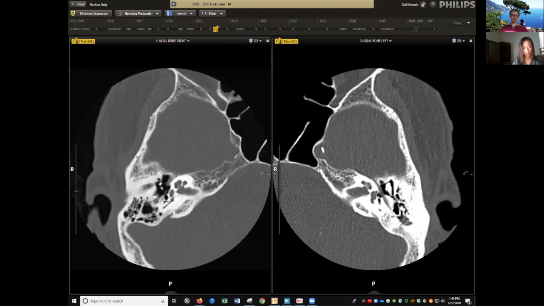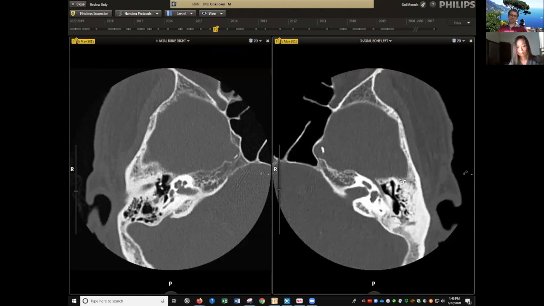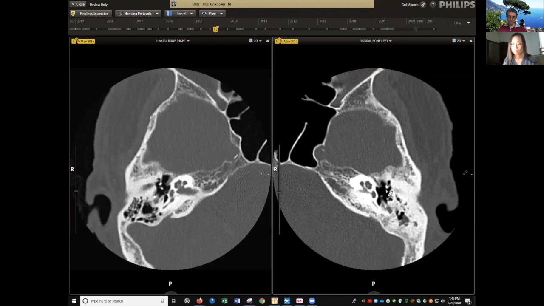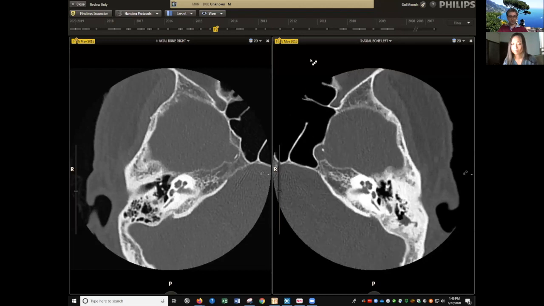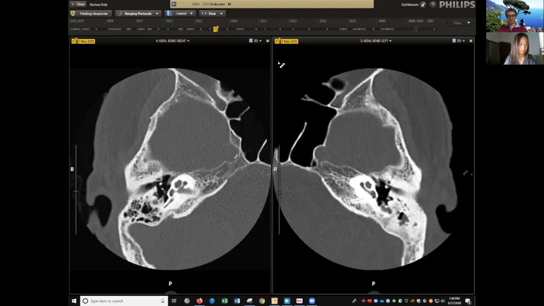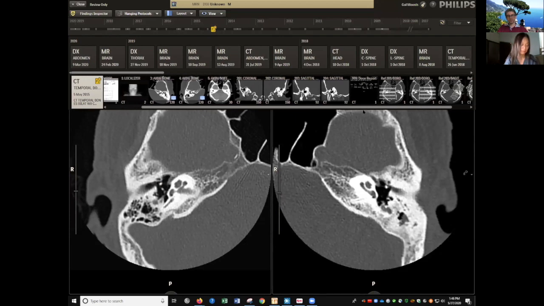Now, coming to the side of the abnormality, you can see that nicely seeing the ice cream cone at the level of the epitympanum. But as we keep coming down, we still start seeing the stapes, the two crura of the stapes, but we never quite see the long process of the incus on the left side. The other finding here is that there is evidence of some chronic otomastoiditis. There's sclerosis of the mastoid air cells, as well as the middle ear cavity.